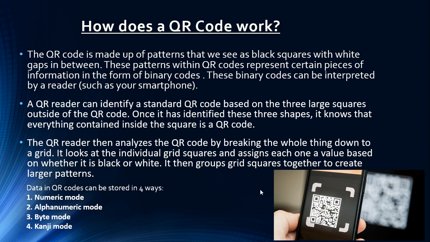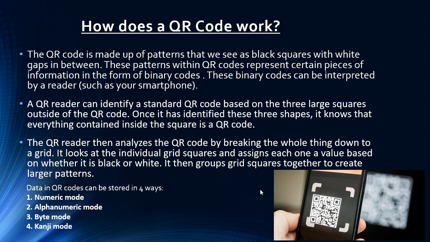How does a QR code work? The QR code is made up of patterns that we see as black squares with white gaps in between. These patterns within the QR codes represent certain pieces of information in the form of binary codes. These binary codes can be interpreted by a reader, such as your smartphone.